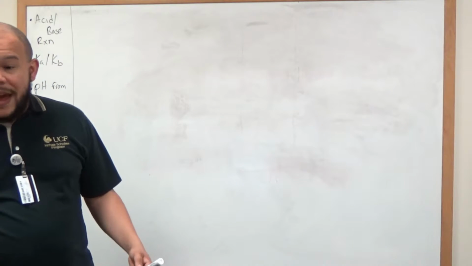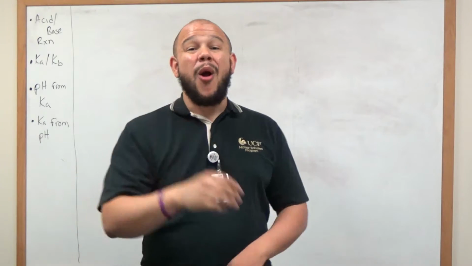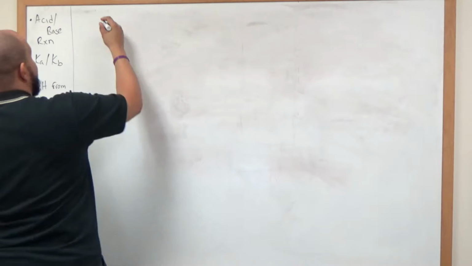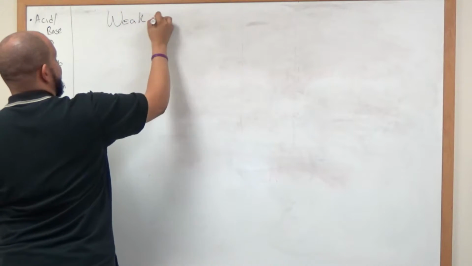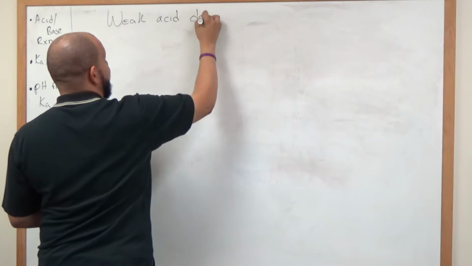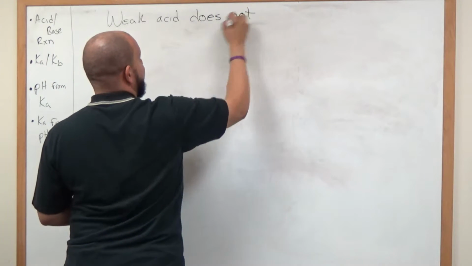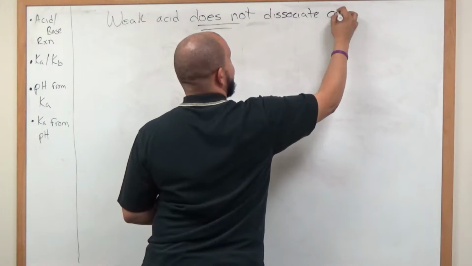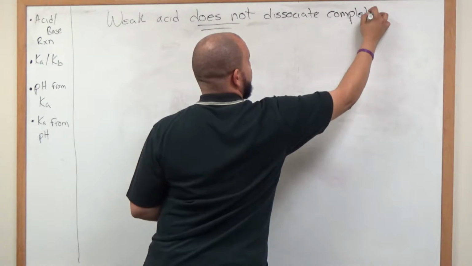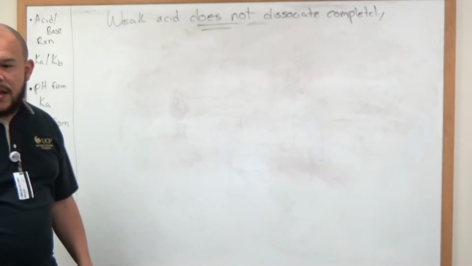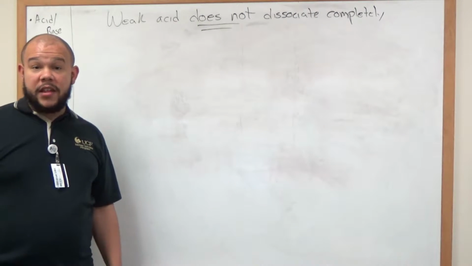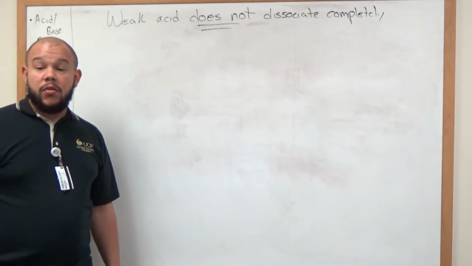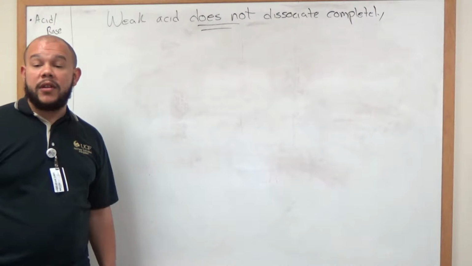There are only 6 strong acids. We've already talked about those. And there are numerous what we call weak acids. And by definition, a weak acid does not dissociate completely. So what we expect from a weak acid is that some of it releases protons and some of it doesn't.